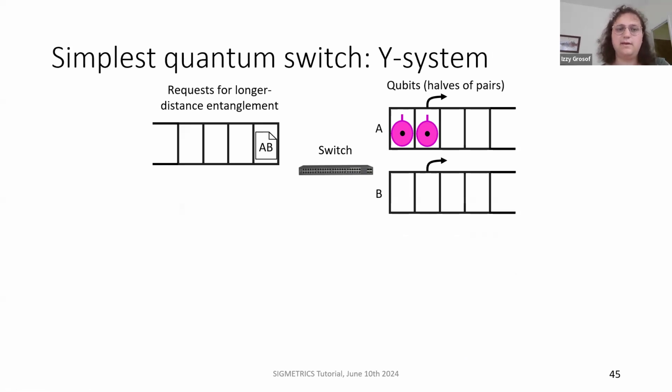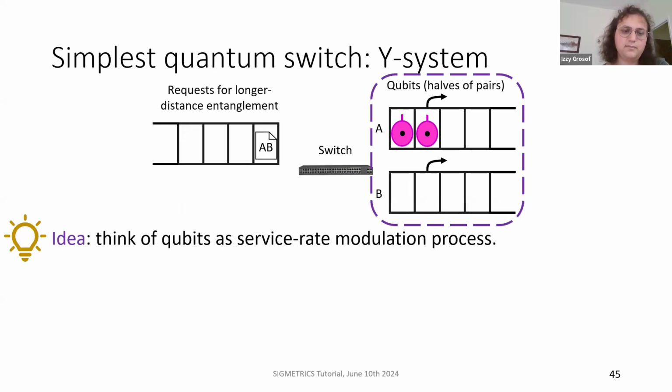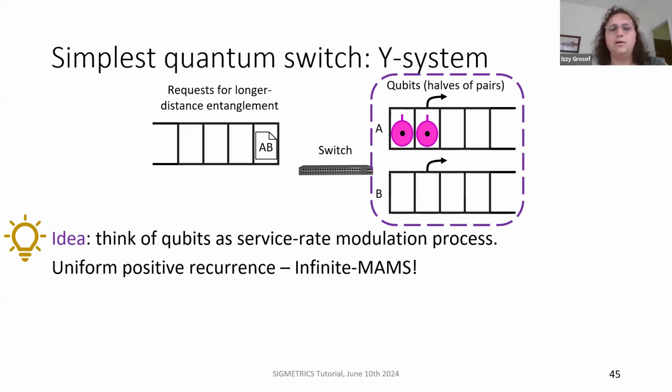Now, what we're going to start with is just talking about the simplest quantum switch you can hope for, just two kinds of qubits and one kind of entanglement request, not because you'd necessarily build the system this way, but just to keep it simple. So our idea here is, just like before we thought of the first queue in the tandem queuing system as an arrival rate modulation process, here we're thinking of the qubits as a service rate modulation process. Same sort of approach, and we've got that uniform positive recurrence we need, right? Because of those abandonments, these queues are never going to get too long. The requests are the only things that could get backed up.